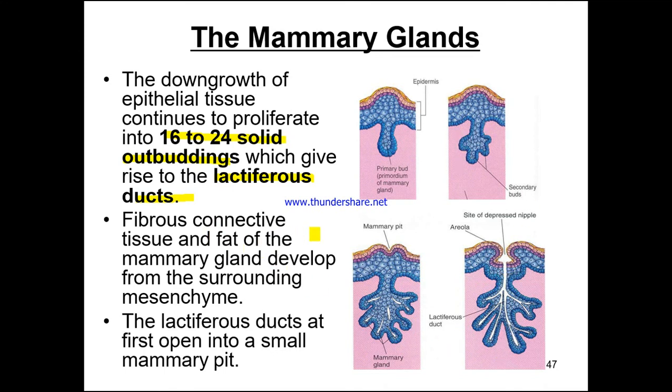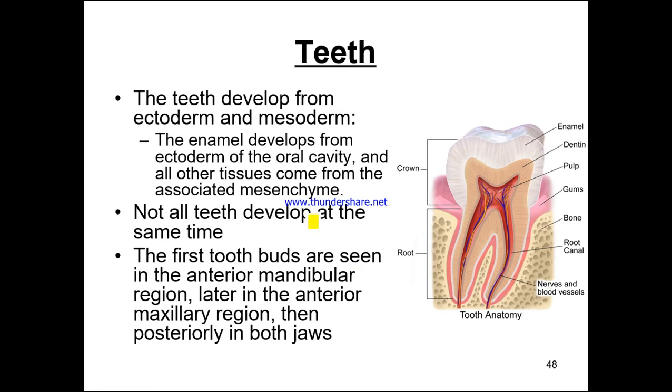Fibrous connective tissue and fat of the mammary glands develop from the surrounding mesenchyme, and the lactiferous ducts at first open into smaller mammary pits. So here we can see the epidermis, the primary bud, primordium of the mammary gland, the secondary bud, and then the branching off, and then we have the formation of these lactiferous ducts.